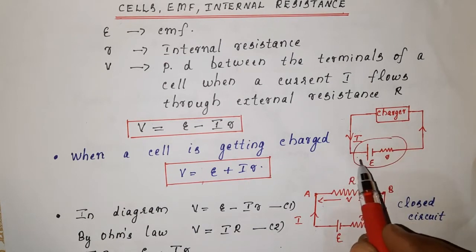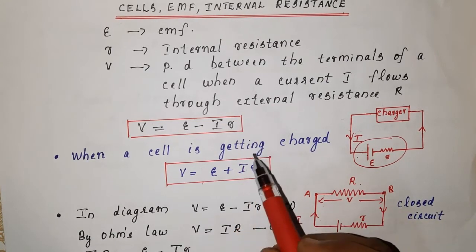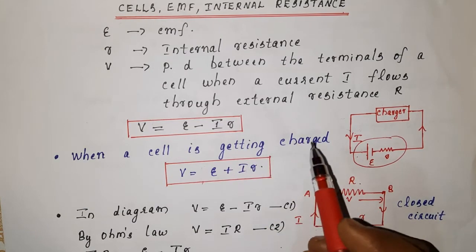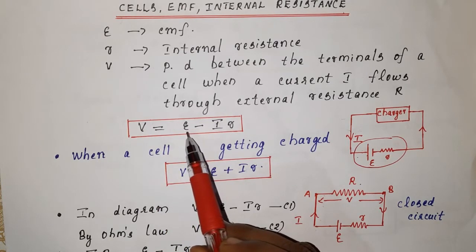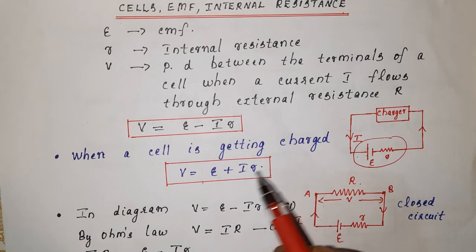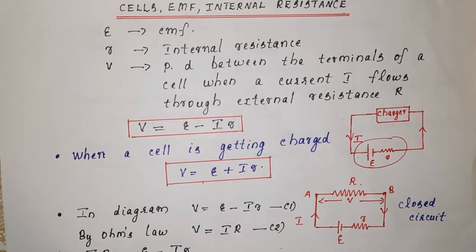In that case, the current is flowing into the cell, not from the cell. That is a point to be noted. So when the cell sends current, the terminal potential difference is epsilon minus IR. And when the cell is getting charged, V is equal to epsilon plus IR.